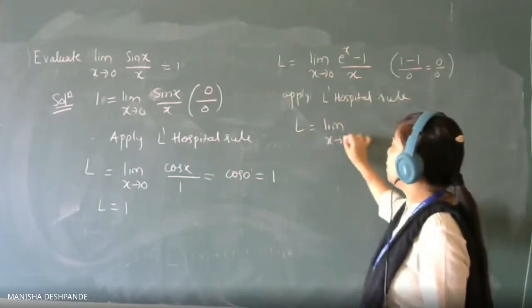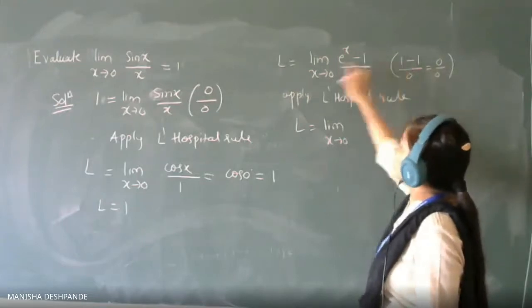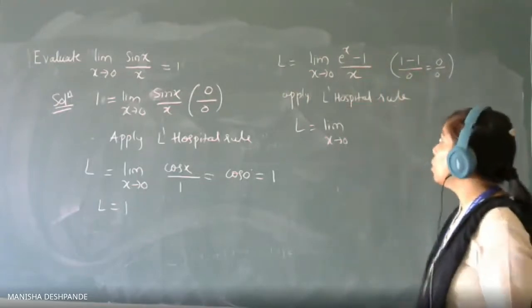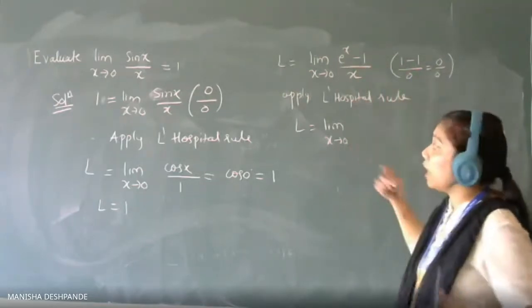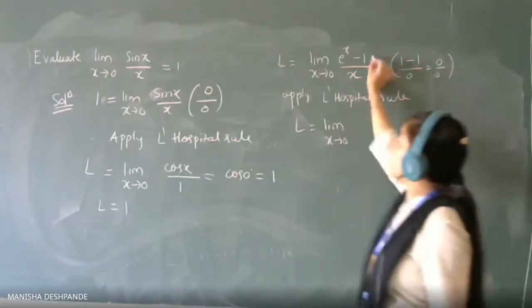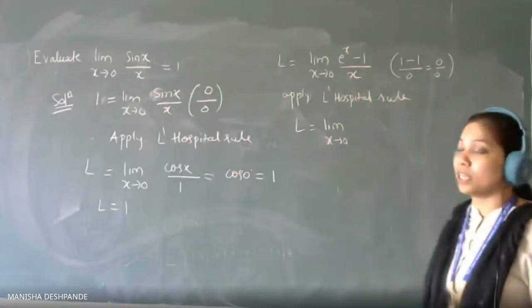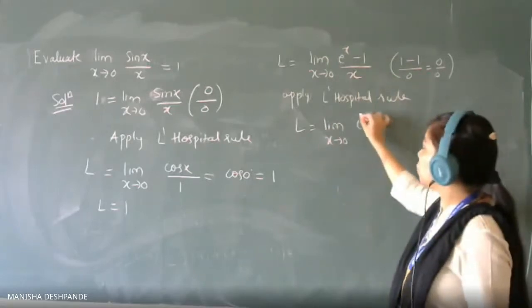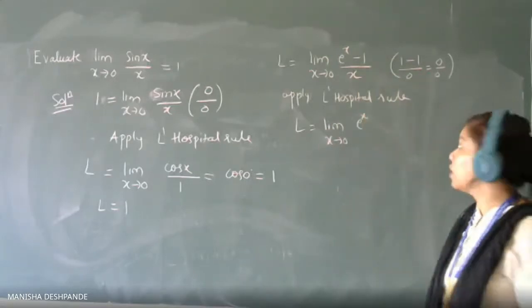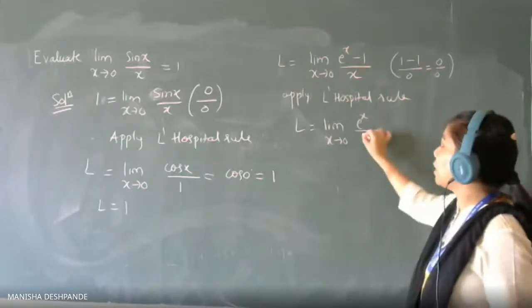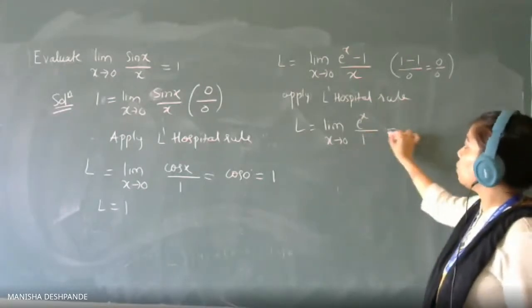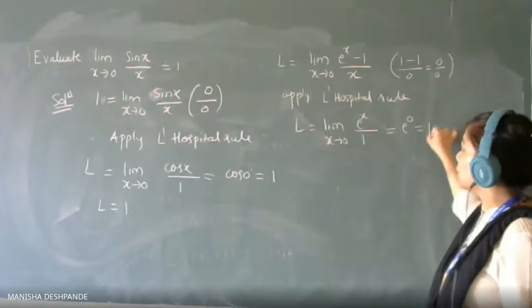समझते ना सगळ्यांना? इथे बघा, e raised to 0 is 1. 1 minus 1 is 0 upon 0. So I want to apply L'Hospital rule. L'Hospital rule apply करायचा म्हणजे काय? न्यूमरेटरचा डेरिव्हेटिव्ह वेगळा घ्यायचा आणि डिनॉमिनेटरचा डेरिव्हेटिव्ह वेगळा घ्यायचा. e raised to x चा डेरिव्हेटिव्ह असतो e raised to x and derivative of 1 is 0 divided by derivative of x, which is 1. Now put x is equal to 0, that is e raised to 0, the answer is 1.